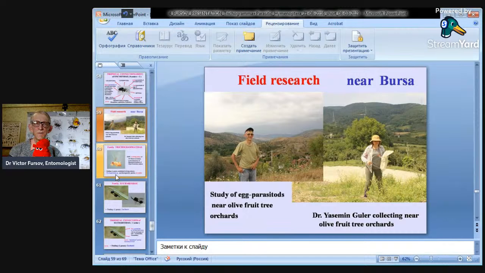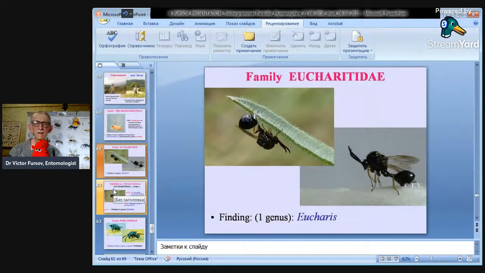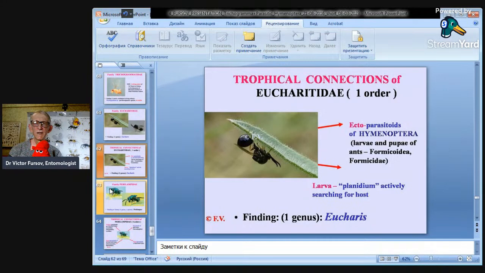Family Eucharitidae, these are parasitoids of Formicidae ants. I have shown them to you in some videos. Ectoparasitoids of Hymenoptera, larvae and pupae of ants, Formicoidea. And the larva is very special. The larva is very active, as a planidium, actively searching for a host, using the adult ant as a forager coming inside the nest of ants for parasitization of larvae and pupae in the nest of ants.